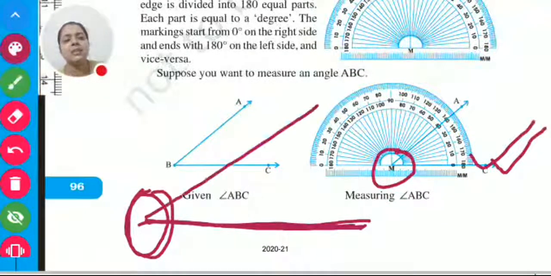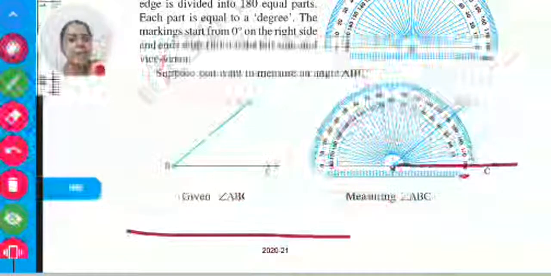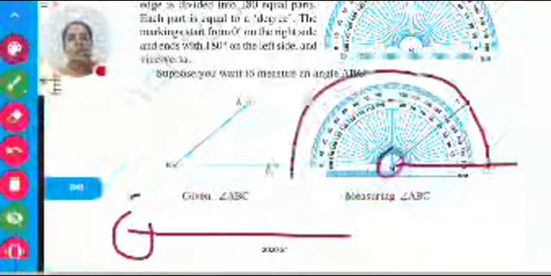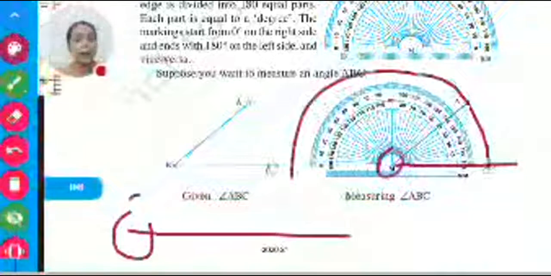carefully, and when it is matched, then you take any angle. If you're taking 60-degree or 90-degree or any angle, but two things we have to be very careful about, that this line should match with this line, and this should match with this point here. When it is matching, then you're free to locate any angle, to measure, to write down, or to draw any angle on the paper.